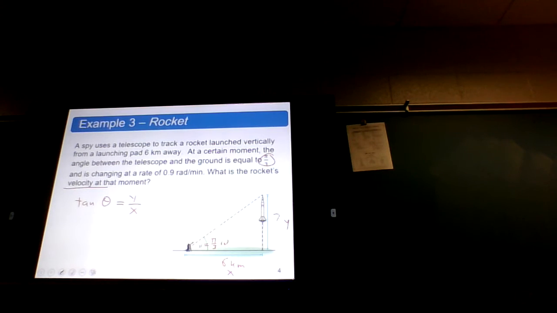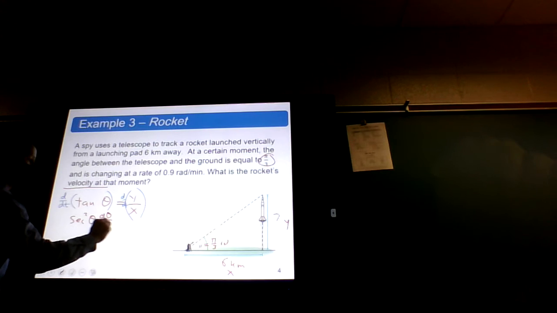So now what are we going to do? The derivative with respect to t. This is the important step. Related rates. We're doing the derivative with respect to t on both sides. Okay, so what is the derivative of tangent? Secant squared. Thank you very much for saying that. Secant squared theta times d theta dt. Don't forget that. You do the derivative, but then you have to add the d theta dt.